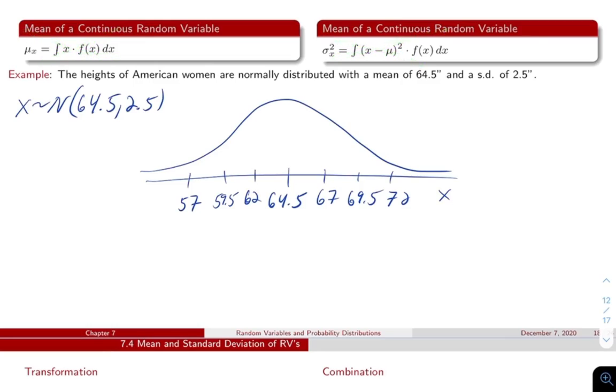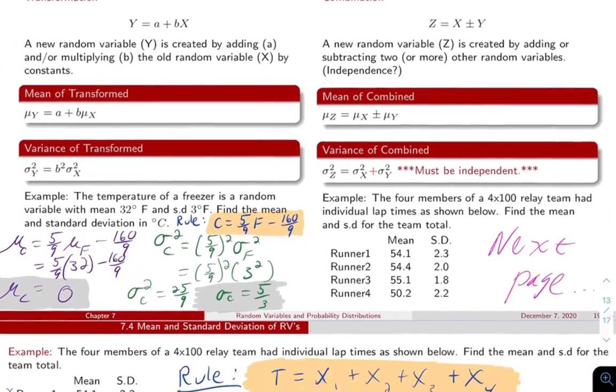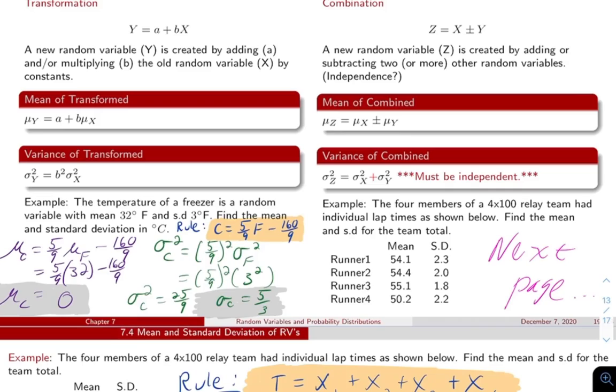So in most cases, you're going to be given the shape, the center, and the spread of a distribution, and then you just use that to draw a picture. The shape is normal. That's what this N means. The center is 64.5, and the spread is 2.5 for each standard deviation from that center. Okay, so that's continuous. Next topic, transformations and combinations.